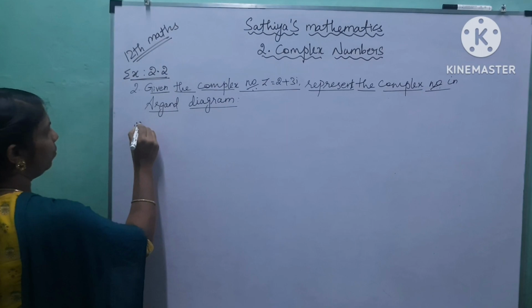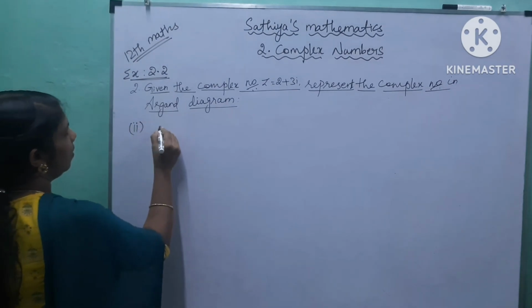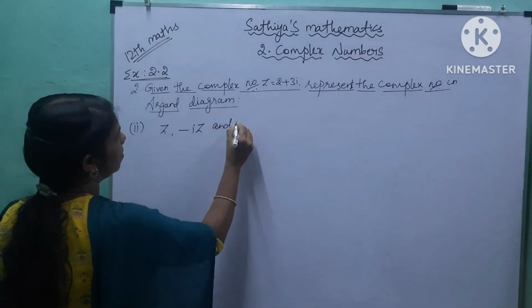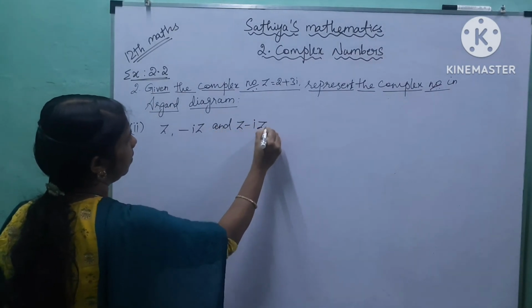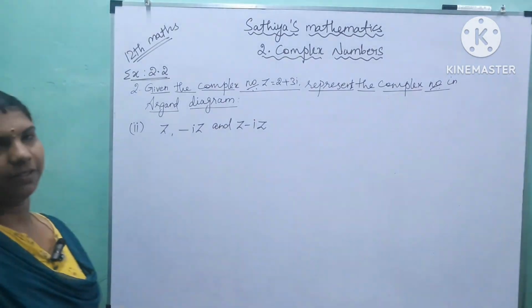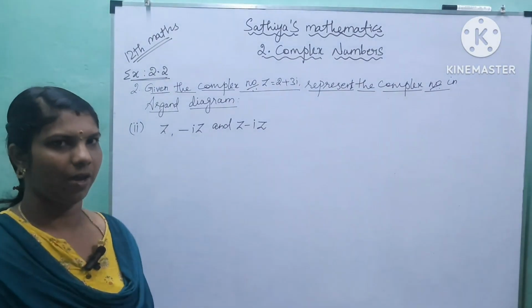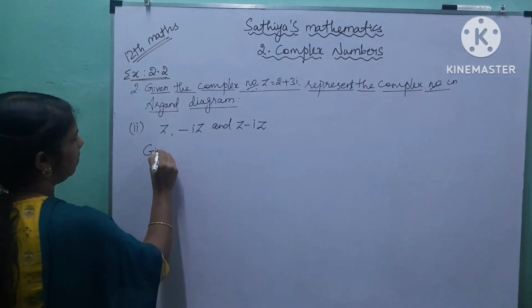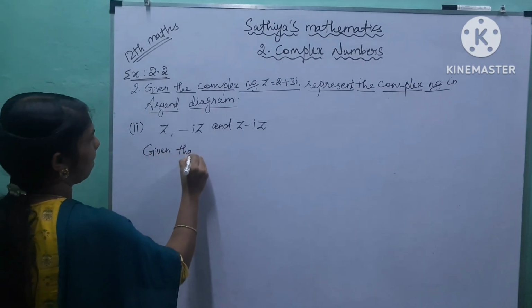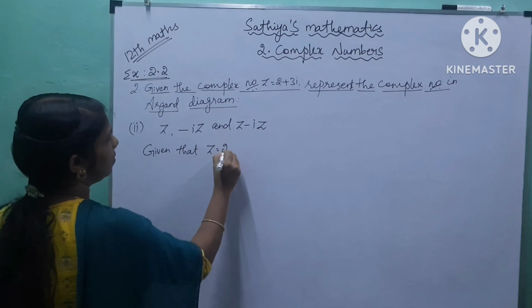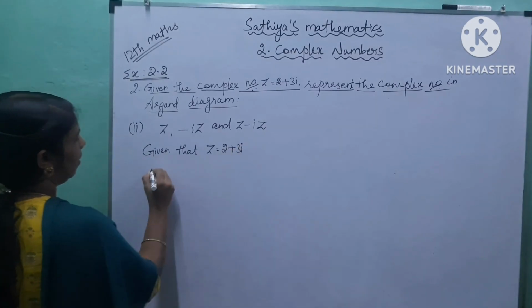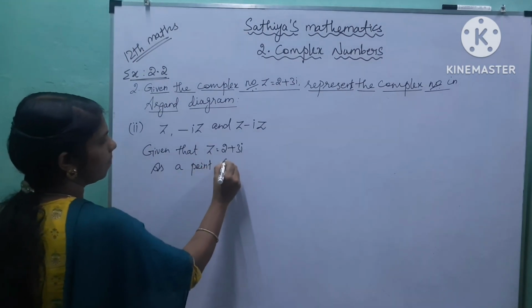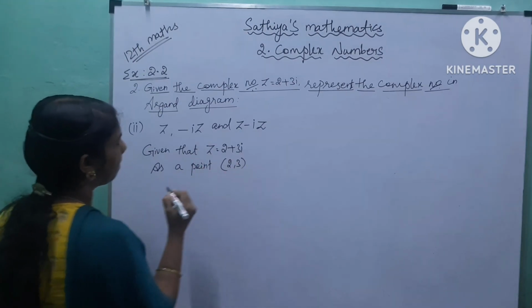Next, subdivision 2: z, minus iz, and z minus iz. We should represent these three complex numbers in the Argand plane. So let us see how. Given z is nothing but 2 plus 3i, as a point 2, 3.